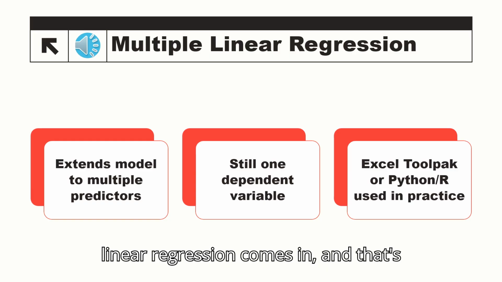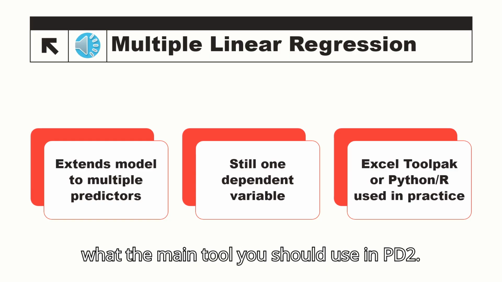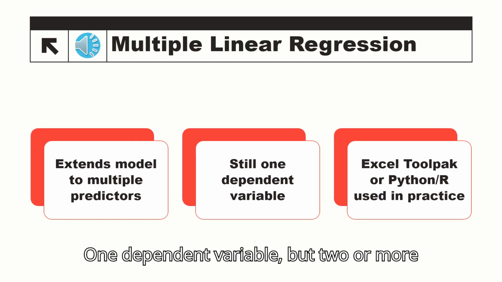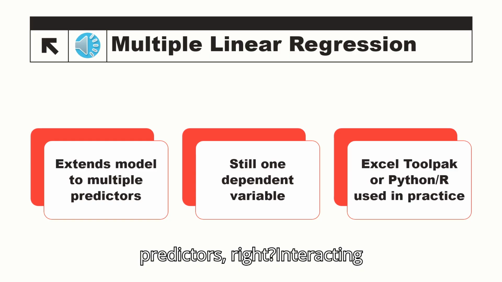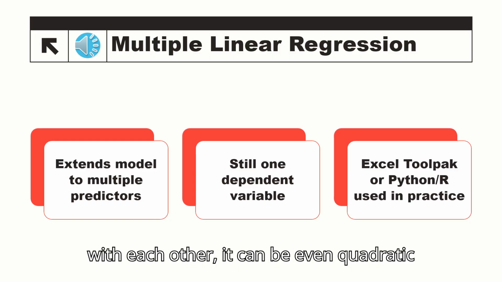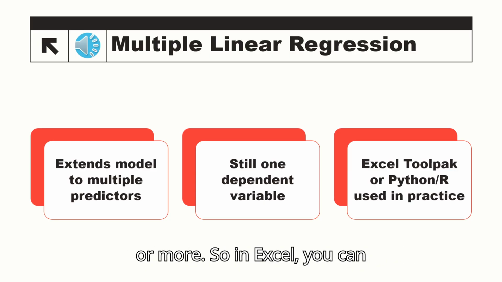Many real world problems involve multiple variables. That's where multiple linear regression comes in. And that's the main tool you should use in PD2. One dependent variable, but two or more predictors, right? Interacting with each other. It can be even quadratic or more.